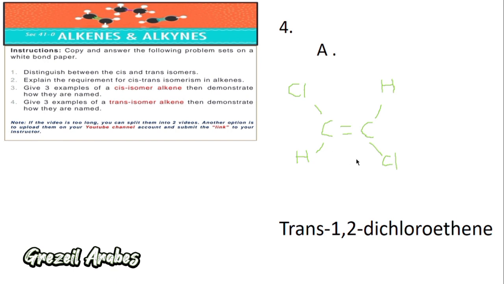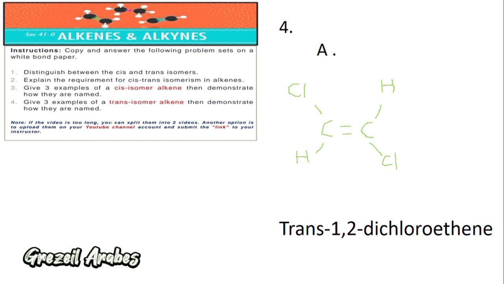Here is my next part of the learning activity map, number 4. So I will read the question. Give 3 examples of trans-isomer alkene, then demonstrate how they are named. So ma'am, before proceeding, our answer in number 4 is connected to number 3. However, the groups are just opposite. So ma'am, I will start explaining our first example in number 4.